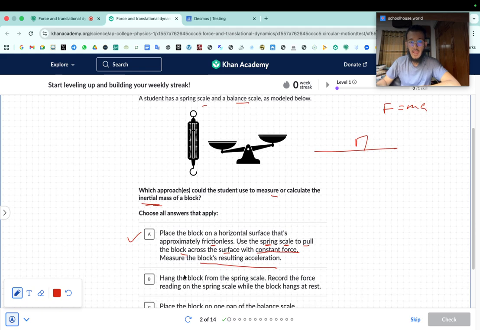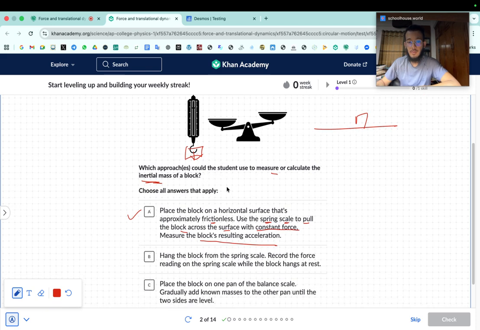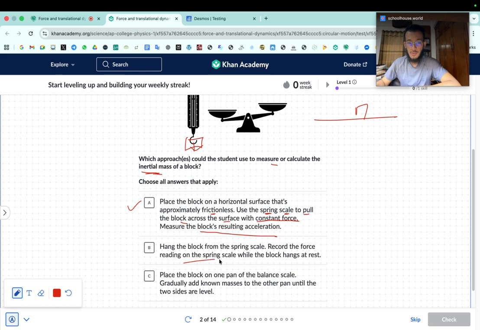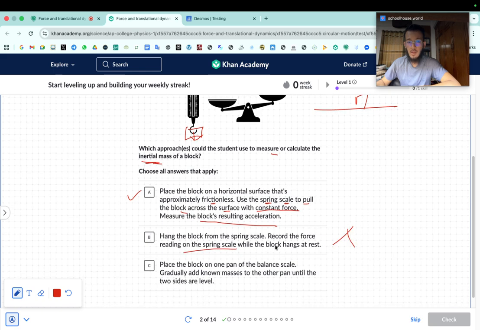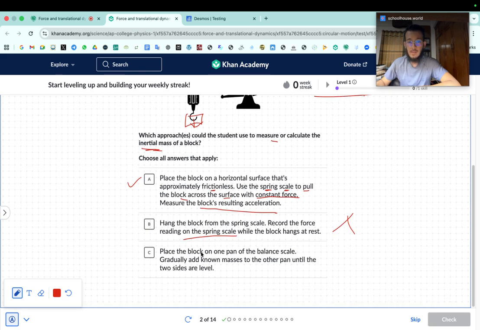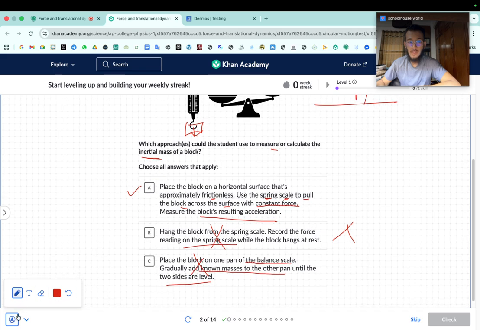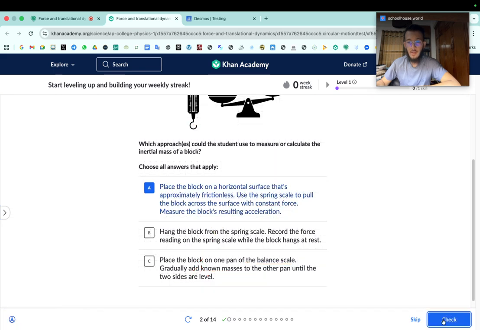But hang the block from the spring scale. When we do so, we won't be able to find the inertial mass. We get the gravitational mass. Hang the block from the spring scale and record the force reading. No, this is not what we get. While the block hangs at rest, place the block on a pan of the balance scale and gradually add masses until the two sides level. Again, these two would measure the gravitational mass, but inertial mass can only be measured by option A.